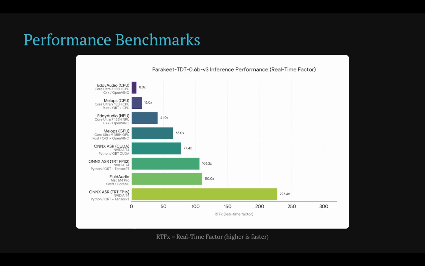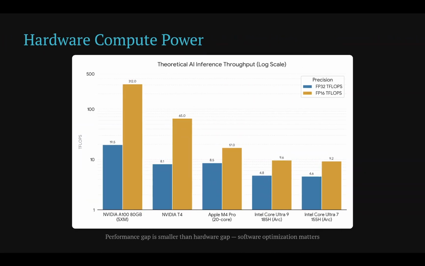But how is this possible when consumer hardware has less compute power? This chart shows theoretical compute power in teraflops, trillions of floating point operations per second. The Intel Core Ultra has 9.6 teraflops. The NVIDIA T4 has 65 teraflops, almost 7 times more compute power.